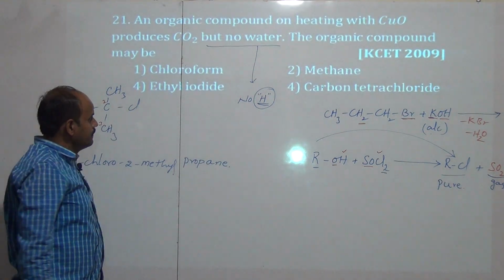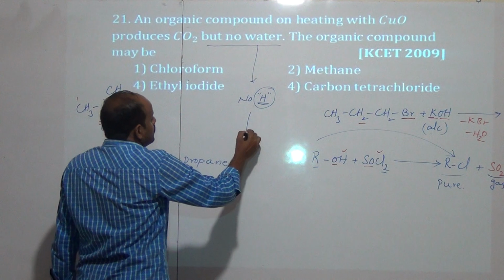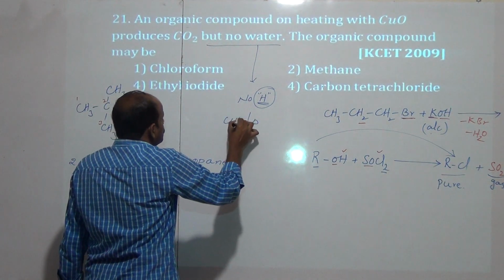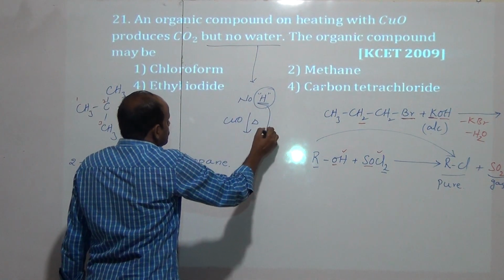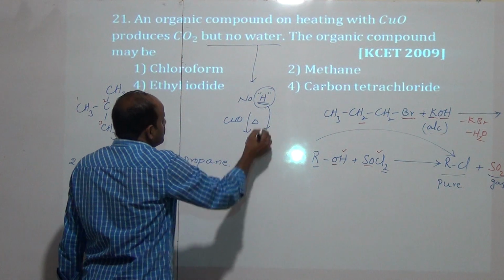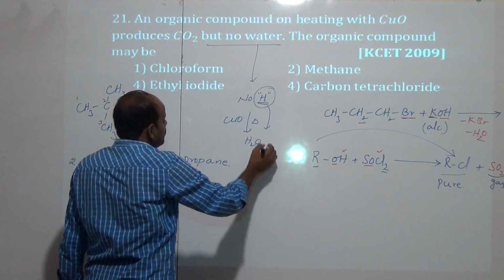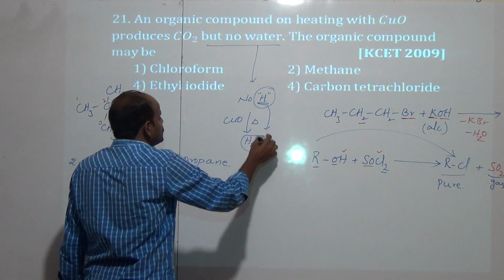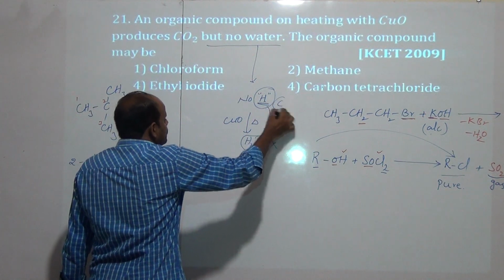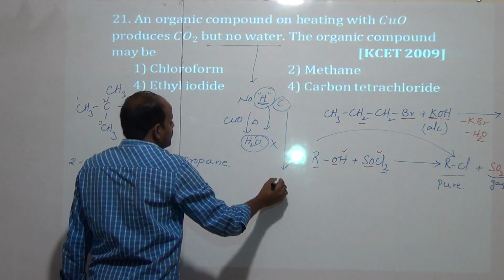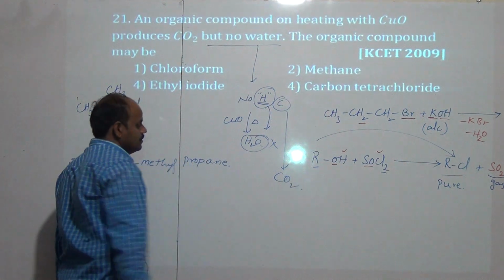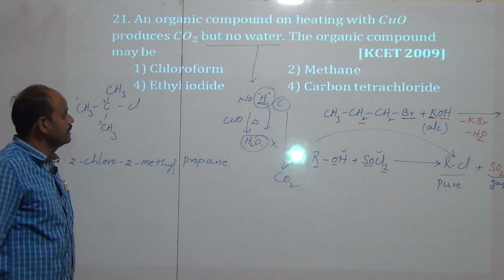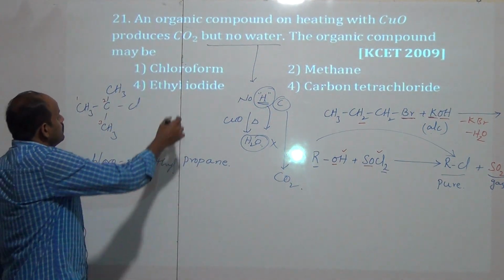If hydrogens are present, then on heating with CuO, they are converted into H2O. But there are no hydrogens now, thus there is no formation of H2O. If carbons are present, then on heating, these carbon atoms are converted into CO2 molecules. Okay, let's take the first option.